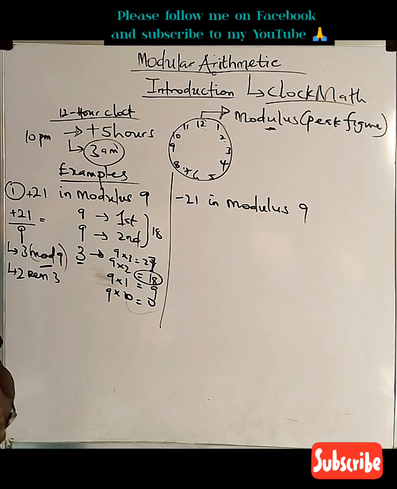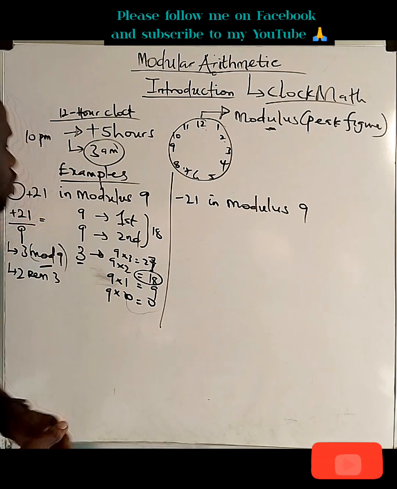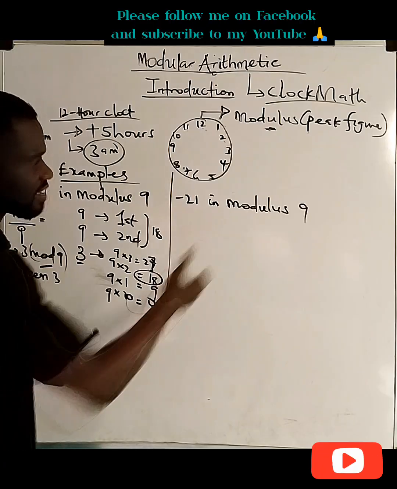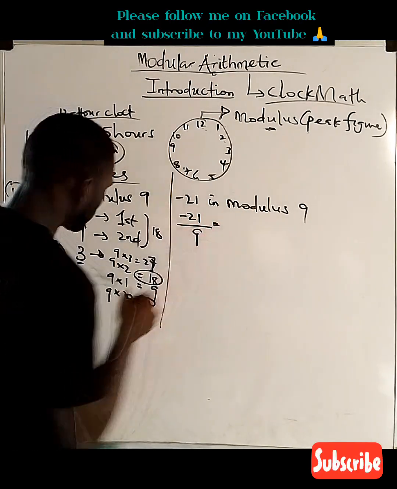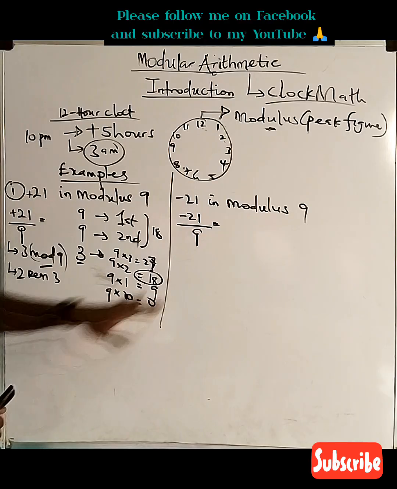Either we get 21 or we get a figure extremely close to 21. So now the same thing we're going to do to this: minus 21 divided by 9. So we're going to create the same table. We create a 9 times table.